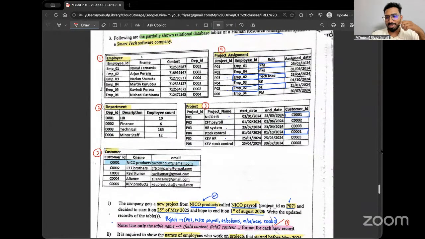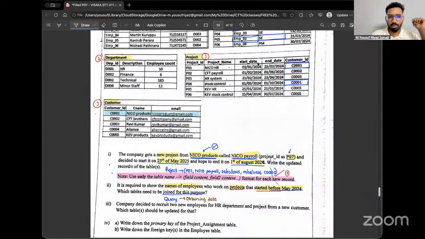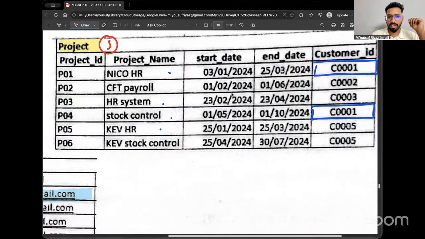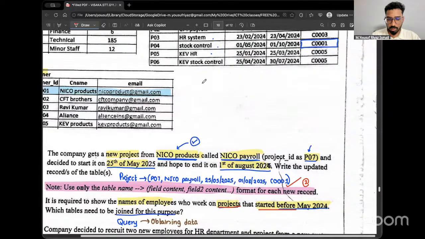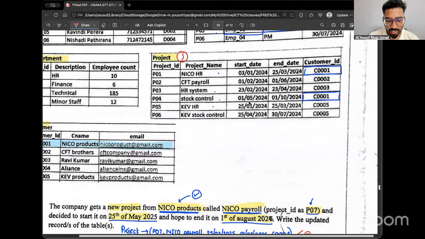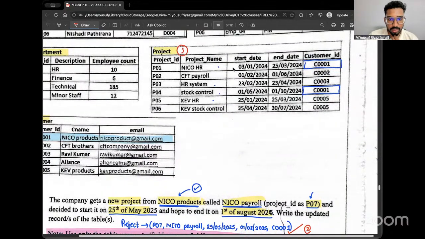Exactly. You have to go for the project table. In the project table, you can see there's something called start date. You have to first go and see what are the projects that started before May 2024. Technically, if you look at the given data, have they given the date? No. Before May means these are the projects that started before May. So first you'll go to the project table and get the project IDs of the projects that started before May 2024.